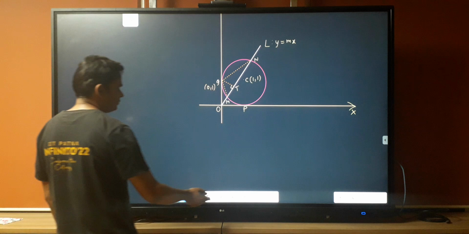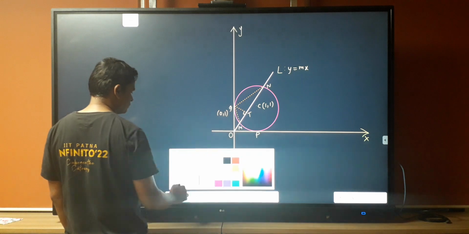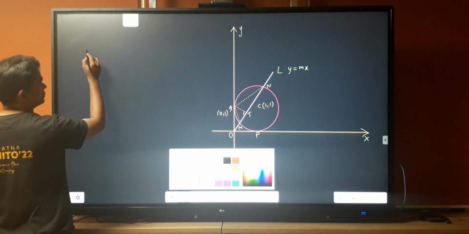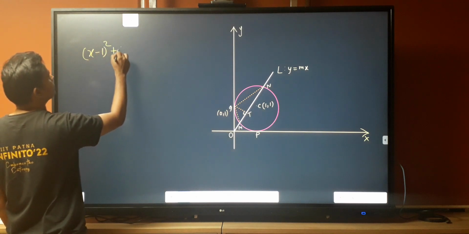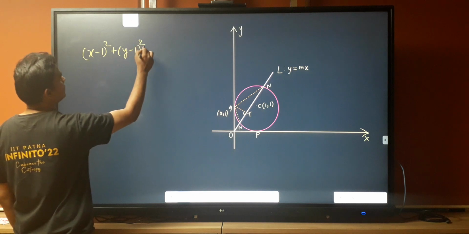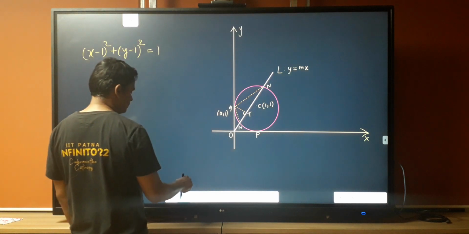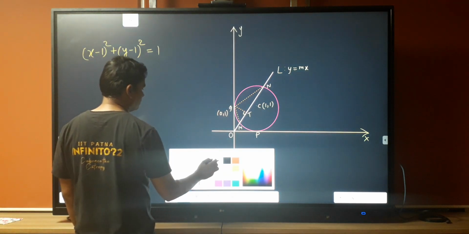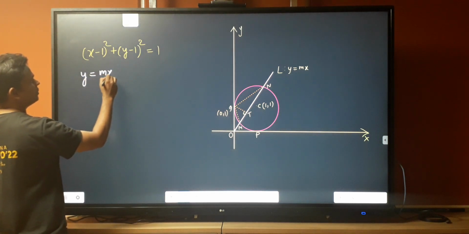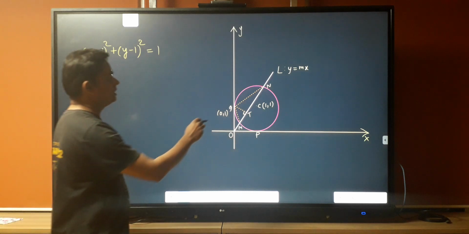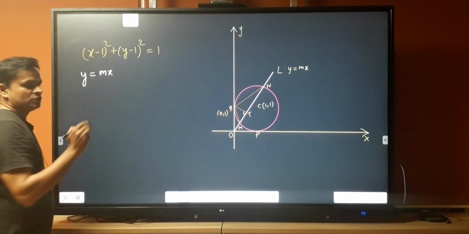Now let us first focus on the equation of the circle. The equation of the circle is (x minus 1) whole square plus (y minus 1) whole square is equal to 1. The equation of a straight line is y equals mx. If I want to find the points M and N, then I need to solve these two equations simultaneously.